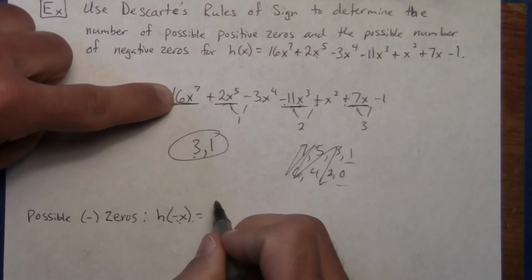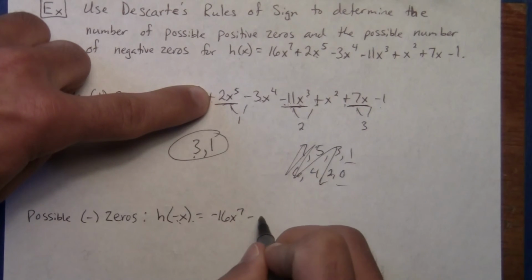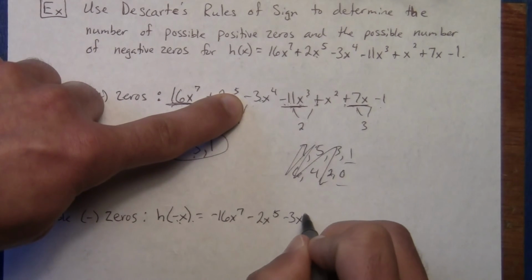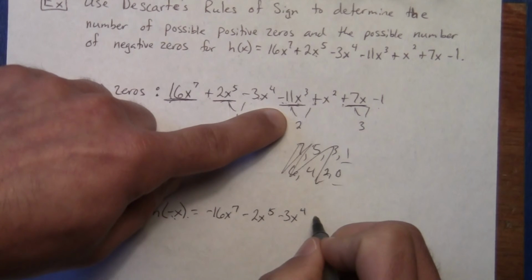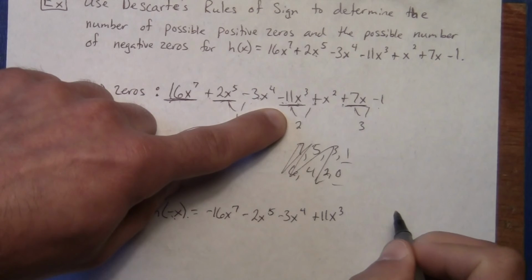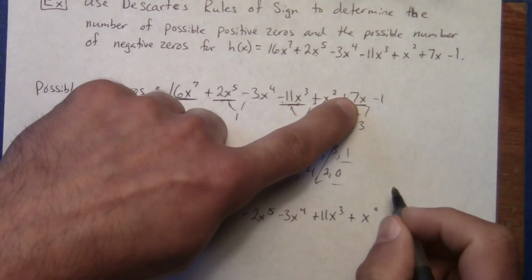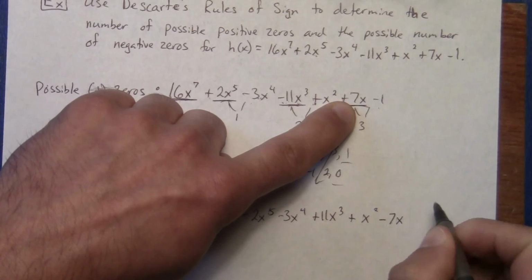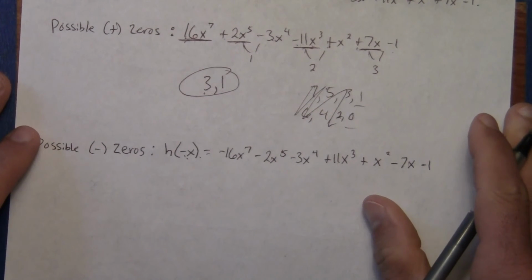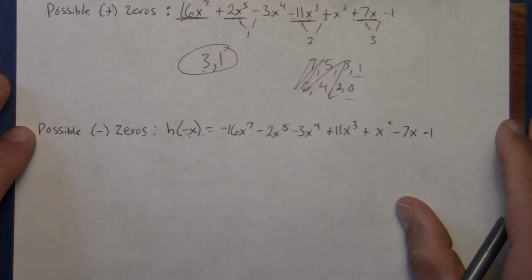So this term, because it's an odd exponent, would actually be negative 16x to the 7th. Odd exponent would become negative 2x to the 5th. Even exponent, so it stays negative 3x to the 4th. Odd exponent would switch it to positive 11x to the 3rd, I guess that is. Even exponent, so it stays x squared. Odd exponent, so it switches to negative 7x. And then this is just a constant and that can't change. Hopefully that makes sense. Again, if that's something that's giving you trouble, let me know and I can walk you through that again.